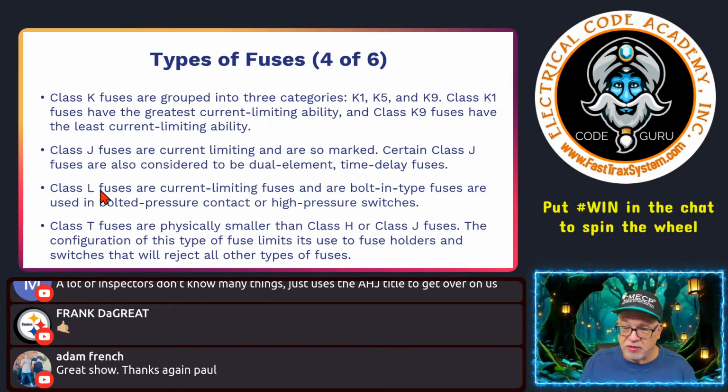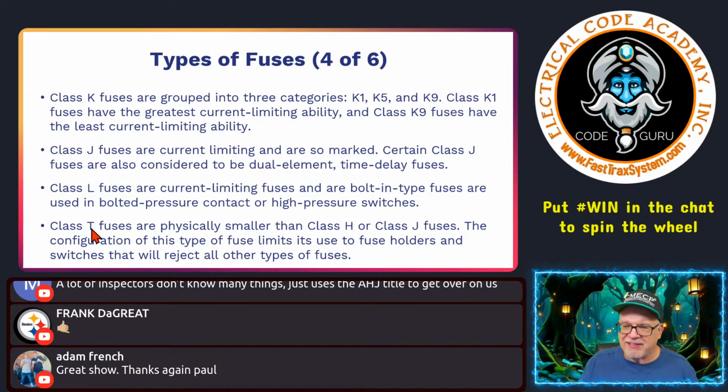Class L fuses are current limiting fuses and are bolt-on. So L comes obviously in different amp ratings, but again, bolt-on fuses are used to bolt pressure contact or high pressure switches, okay? So if something calls for a Class L fuse, there you go. It's going to be current limiting, but it's typically a bolt-on design.